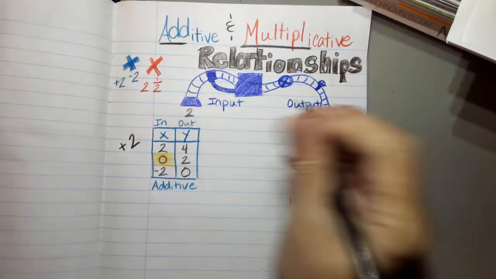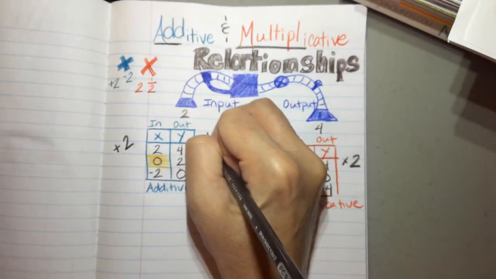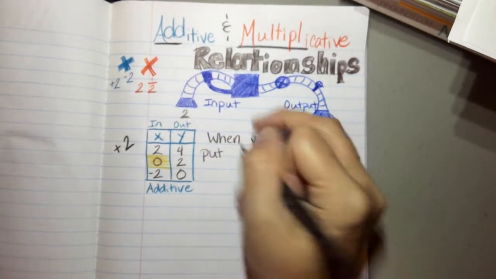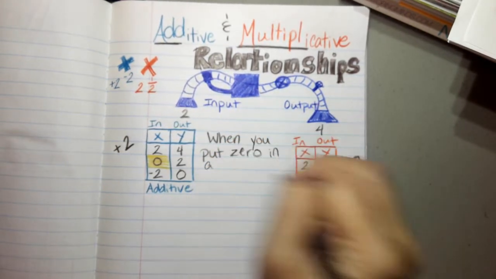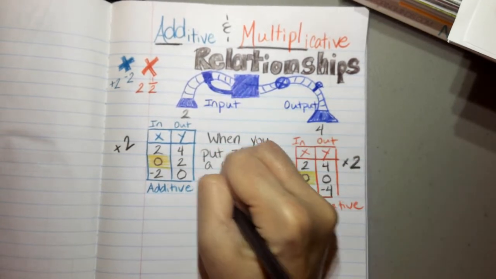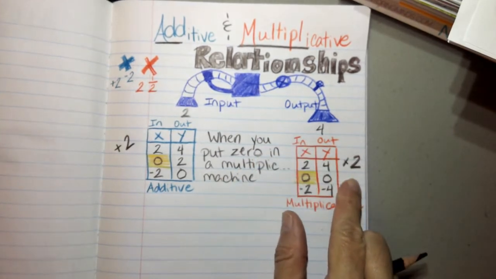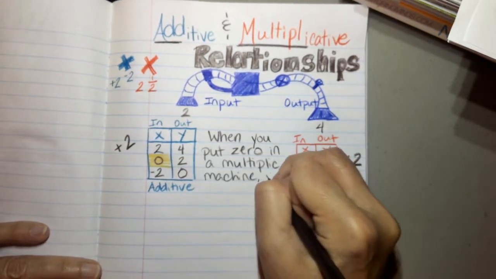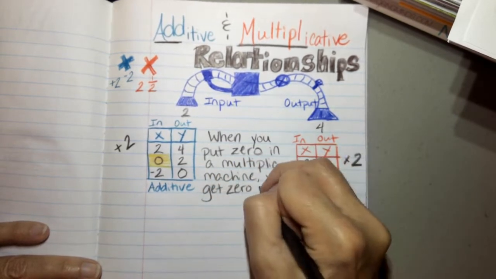Okay. So, the thing to know is when you put 0 in a multiplicative machine. So anytime you put 0 in and then you multiply 0 by something, you're always going to get 0 out. When you put 0 in a multiplicative machine, you get 0 out.